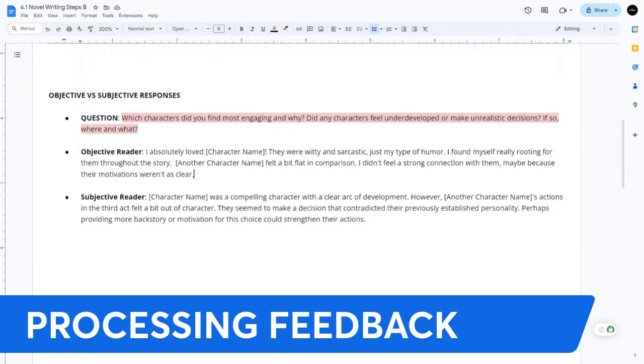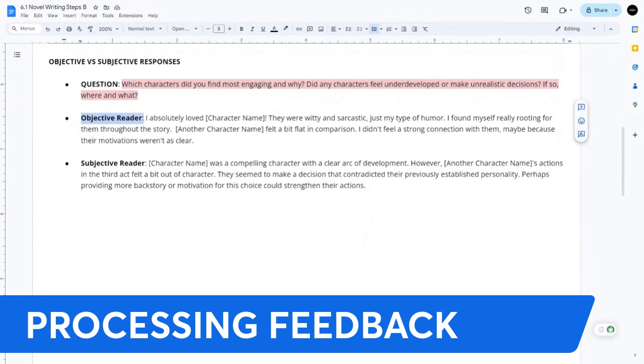So I have two variations of the answers. I have an objective reader and a subjective reader, okay? But, so right off the bat, which character did you find most engaging and why? Did any characters feel underdeveloped or make unrealistic decisions? If so, where and what, right? So the subjective reader says, I absolutely loved character name here, because you could just, anybody, right? They were witty and sarcastic. Just my type of humor. I found myself really rooting for them throughout the story. Another character name felt a bit flat in comparison. I didn't feel a strong connection with them, maybe because their motivations weren't as clear. Okay.